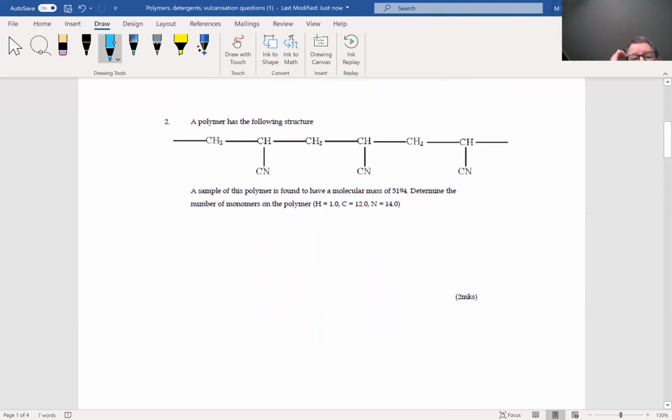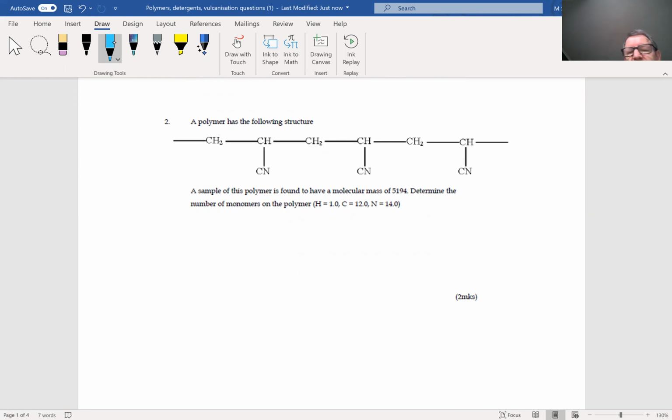Here's a polymer and it's given us the following structure. Now when you're looking at these, what you have to do is try and work out what the monomer was if they're going to do a question like this. It says a sample of this polymer is found to have a molecular mass of 5194. In other words, the whole chain weighs 5194. Determine the number of monomers in the polymer.